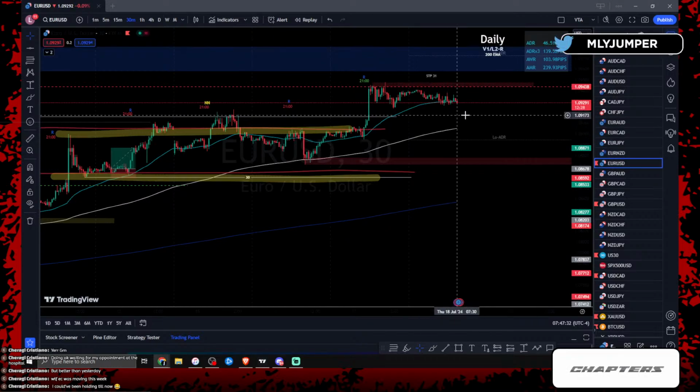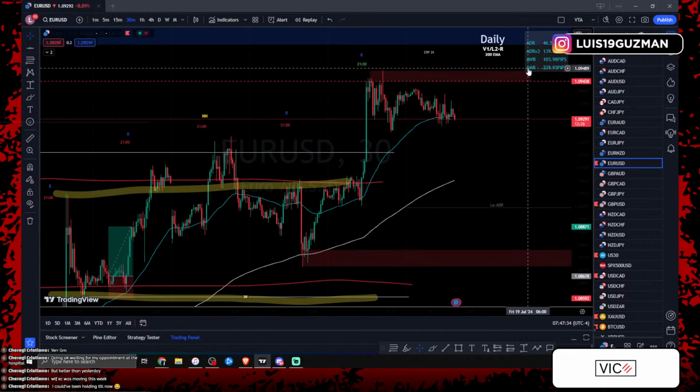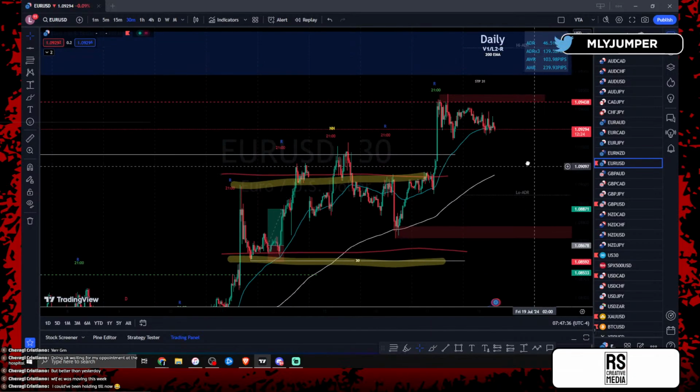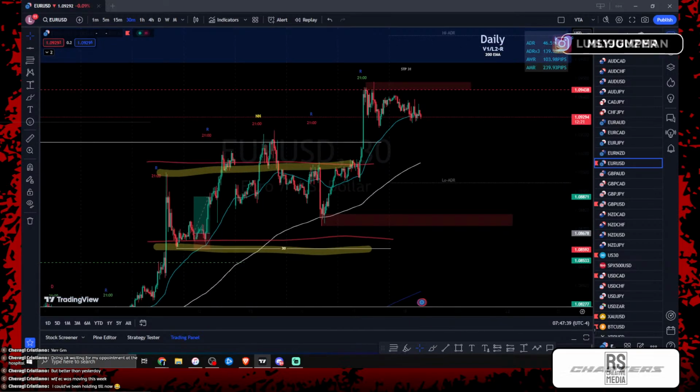And EU right now, price is just consolidating. So again, on top of the fact that we have no structure to trade, we have to wait for those news to drop. We have no clean direction as to where price wants to go.